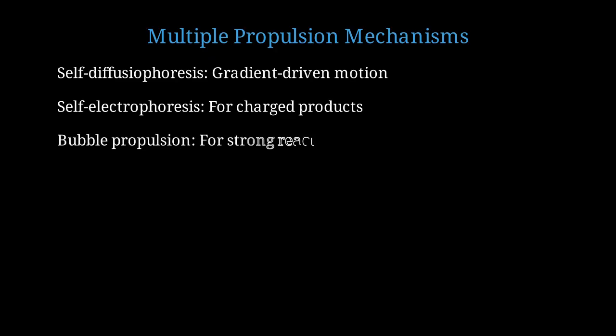In some systems with strong reactions, bubbles form and detach, providing a kind of rocket propulsion at the microscale. These particles typically swim at speeds of 1 to 100 micrometers per second, which is quite fast relative to their size. Before we discuss negative viscosity, let's review what viscosity actually is.